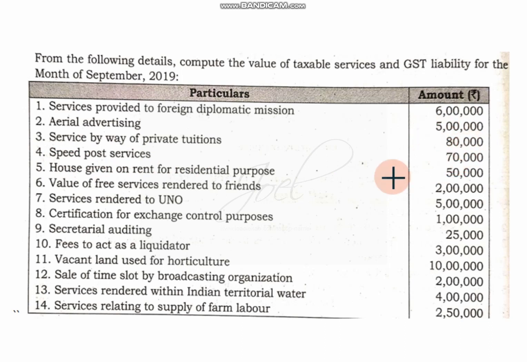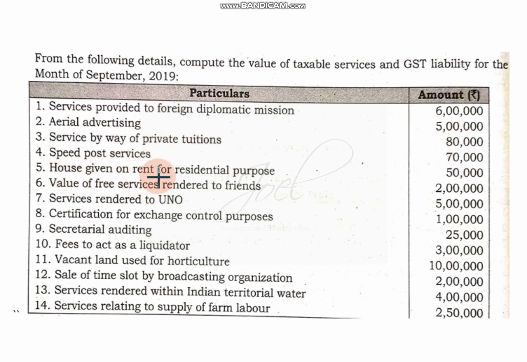So rate of taxation is given. In this problem the rate of taxes also is not given. When the rate of tax is not given, we'll assume that it is 18%. Why this is 18% is, for services the default rate is 18%. So that is the reason. So for all we are taking 18%.